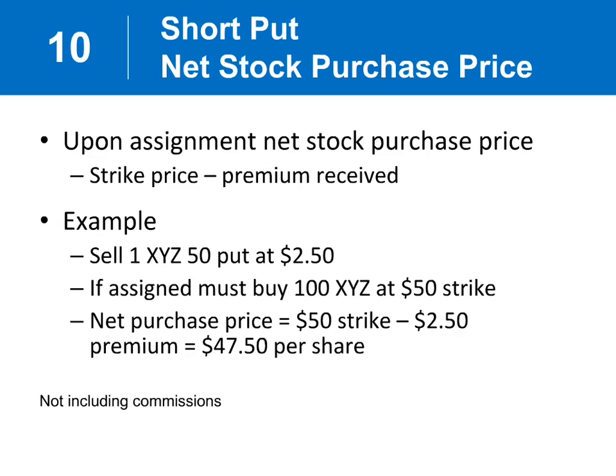And clearly, if the stock were higher than $47.50 when we were assigned, we'd have an unrealized profit, and below that level, we'd have a loss, depending on where the stock was when we were assigned.